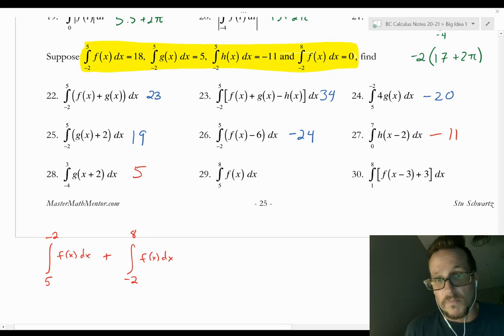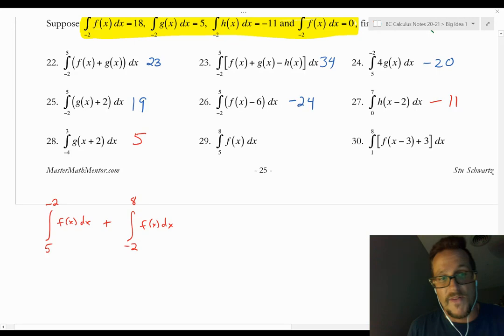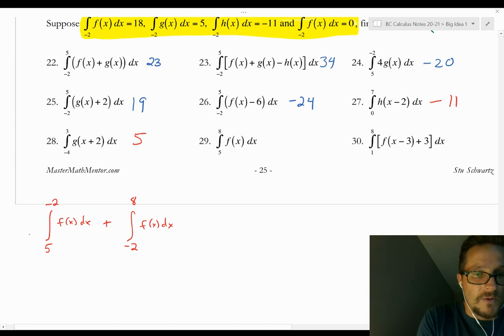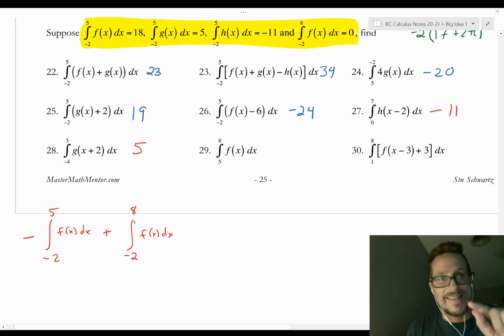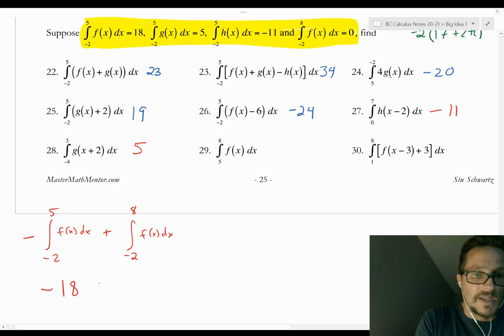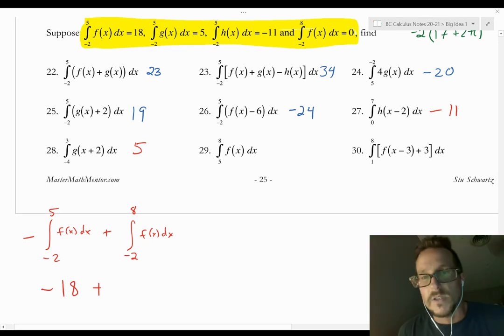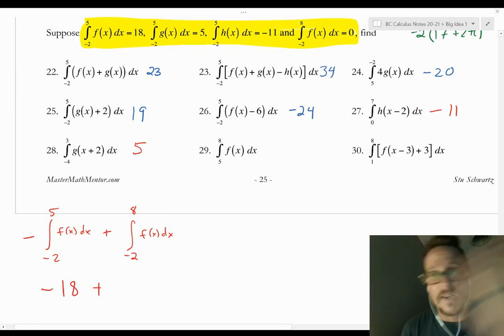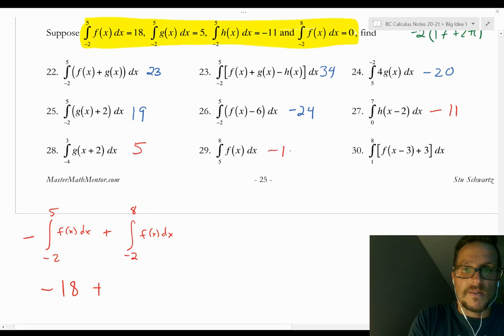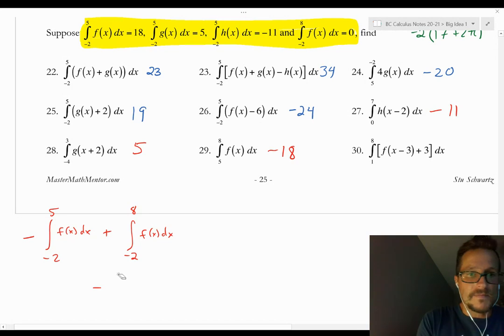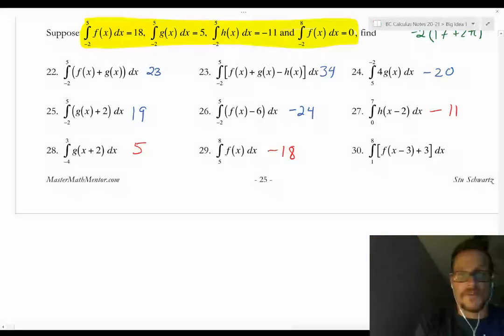So I picked these on purpose because I know something about negative 2 to 5 and negative 2 to 8. So that first one there, 5 to negative 2, I can actually flip the limits and flip the sign. That would be negative the integral from negative 2 to 5. And that is given as 18. So we got negative 18 plus negative 2 to 8, which is 0. So that's negative 18.